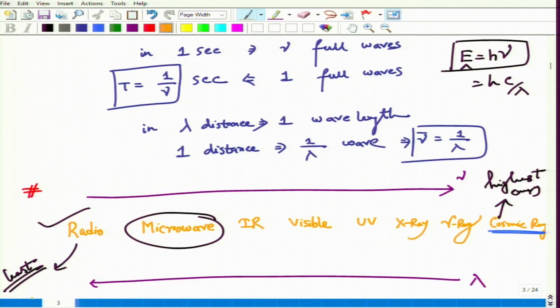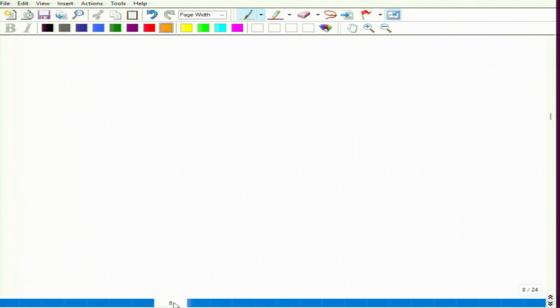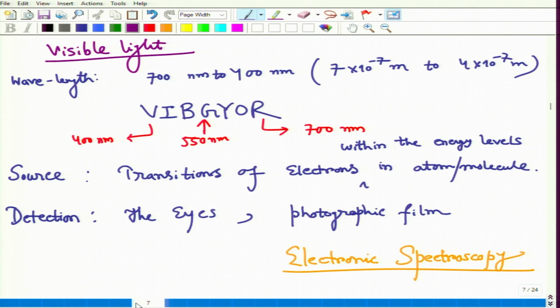Welcome back. In the last part I discussed the visible light. Now after visible light we can see the UV. So let me start with the UV, or ultraviolet. Why is the name ultraviolet?